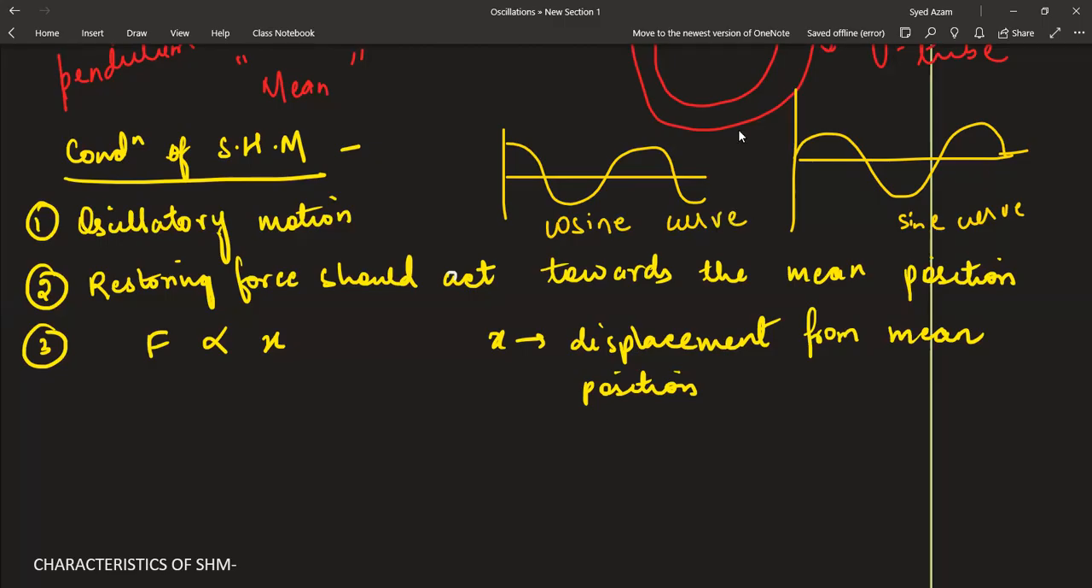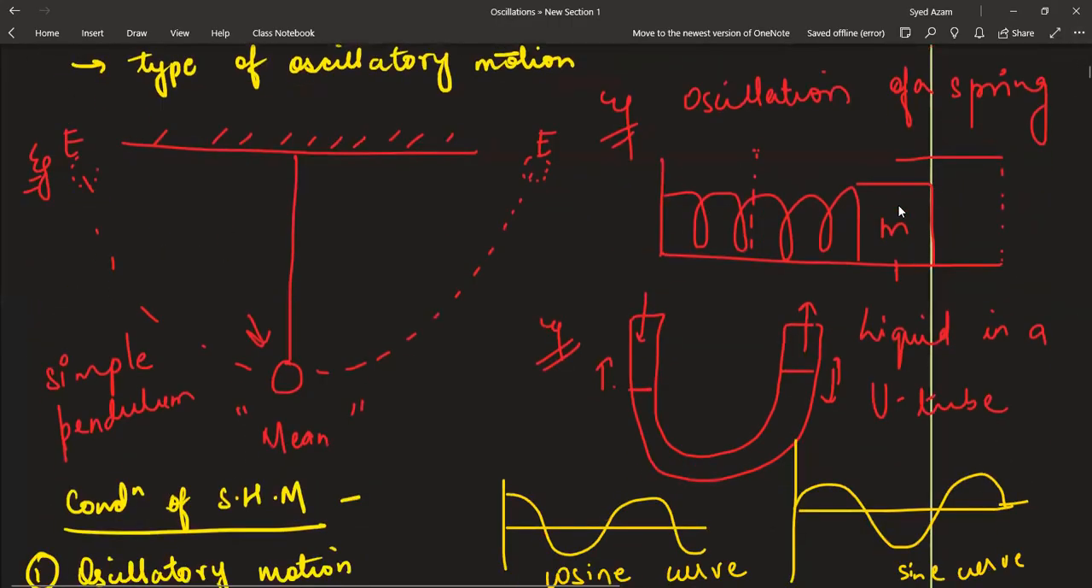Okay, someone was asking this. Yeah, Shaima. Restoring force should act towards the mean position. Why? Class, look at these examples. Look at the spring example. Suppose I have taken an external force, I have used my force. So my muscular force is the external force for the system. And I have pulled the mass towards myself. So the force that I am applying will be external to the system.